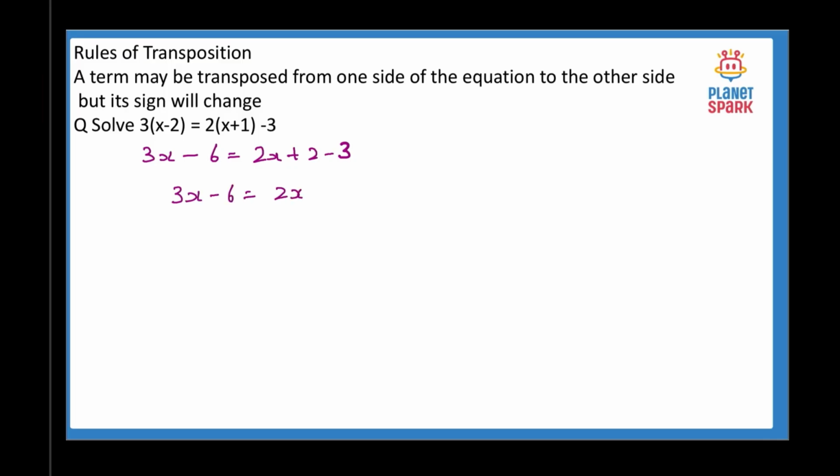Now 3x minus 6 is equal to 2x, 2 minus 3 is minus 1. Let us make all the variables on the same side and all the constants on the other side. So 2x is added on RHS. If I bring it to LHS, it will be subtracted. I have 3x minus 2x. Similarly, 6 is subtracted on LHS. Take it to RHS, it would be added. This will become x is equal to 5. Moving on to the word problems.